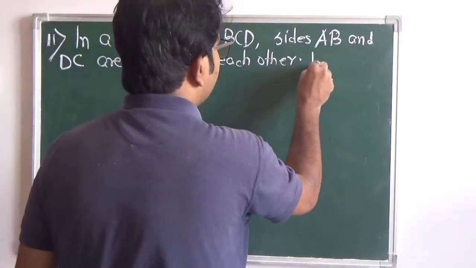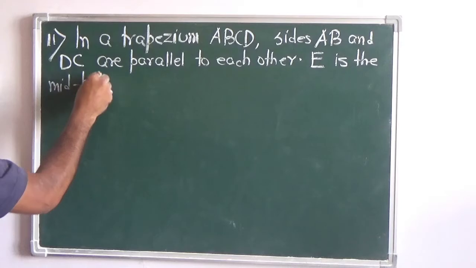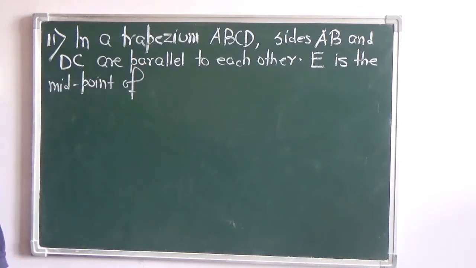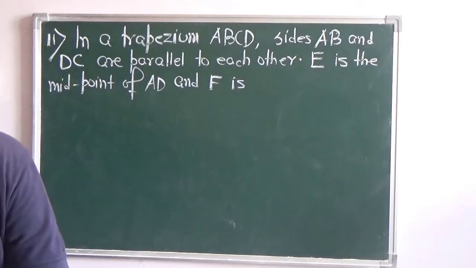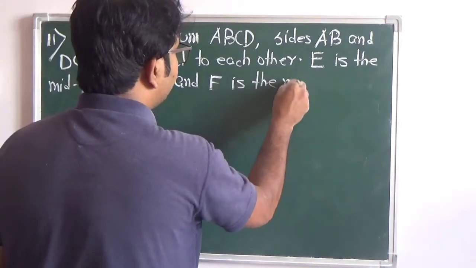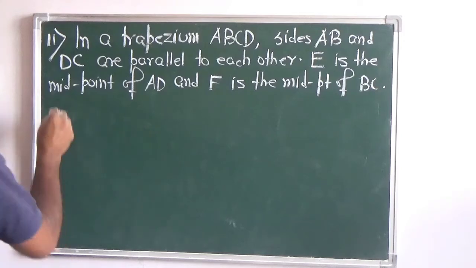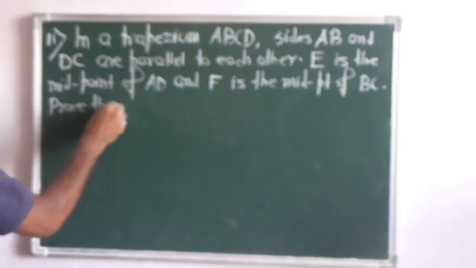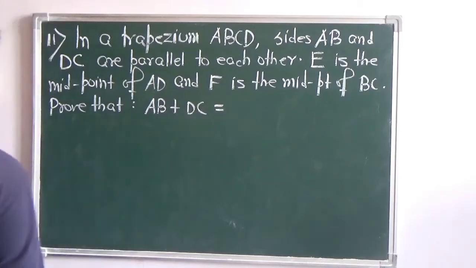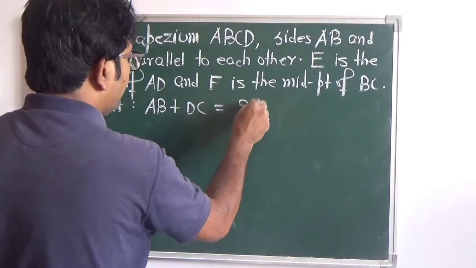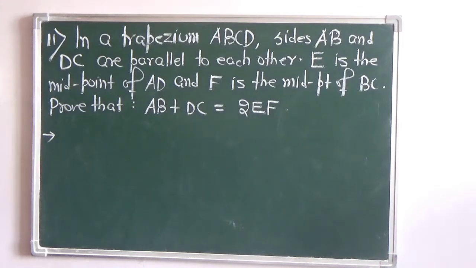E is the midpoint of AD and F is the midpoint of BC. Prove that AB plus DC is equal to twice of EF, 2EF. In a trapezium ABCD, sides AB and DC are parallel to each other.